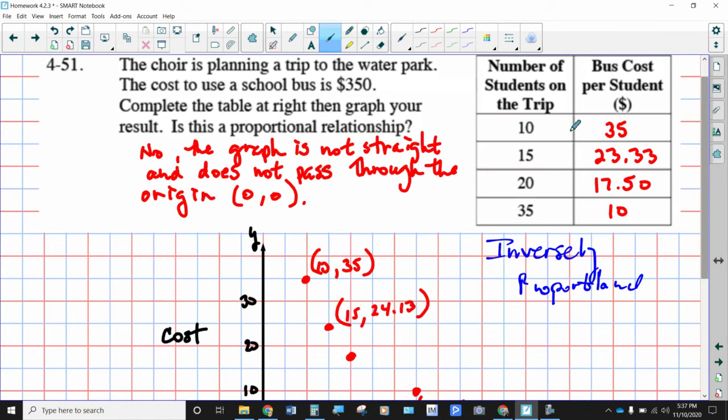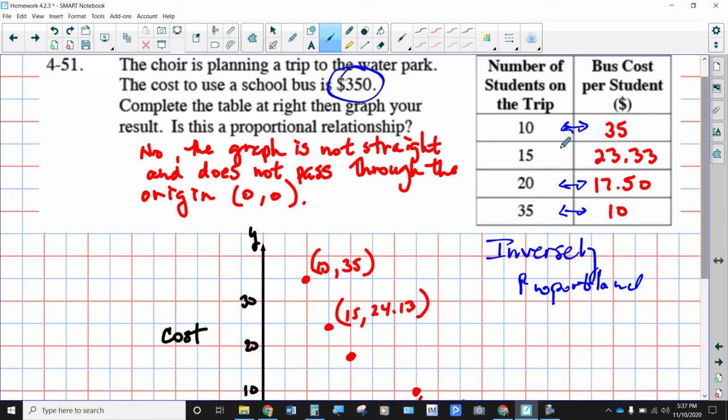What happens is this. These two numbers, the x and the y value, when you multiply them together, they always are going to equal 350. These two numbers, their product is 350. If you were to take 8 times 17.5, which I guess that's $17.50 per person, it's going to be 350.